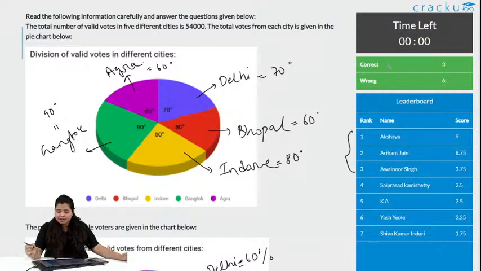We do have our top 3 leaders, and again they are the fixed names. The first one is Akshaya with score 9. Then comes Aryanth with score 8.75, and then Alvanur with score 3.75.